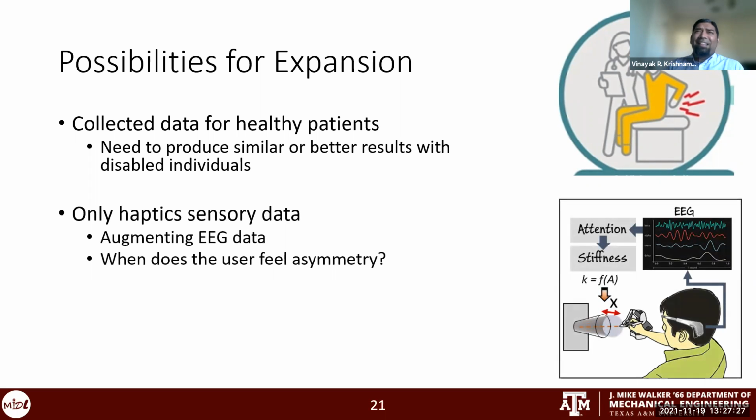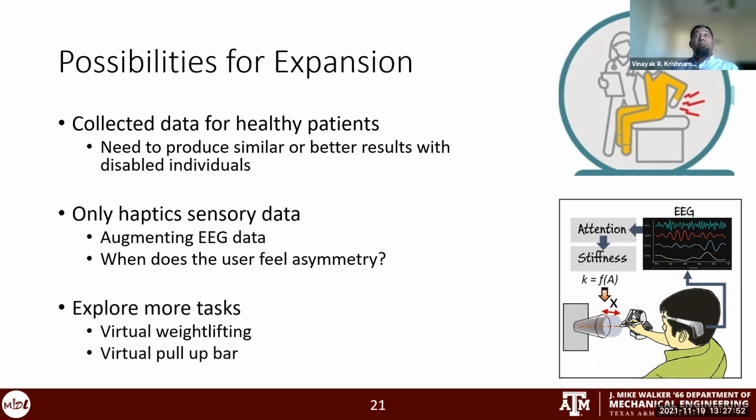Second, and this I think is pervasive in many psychophysical analyses, particularly for haptics, we only have the users say right now the length at which they stop. I'm really interested in seeing if we can augment this with other types of data, say for example EEG, to better figure out when the user starts to feel that asymmetry.